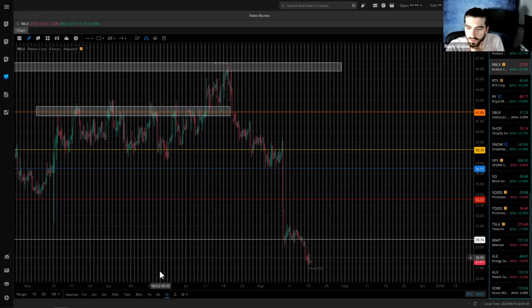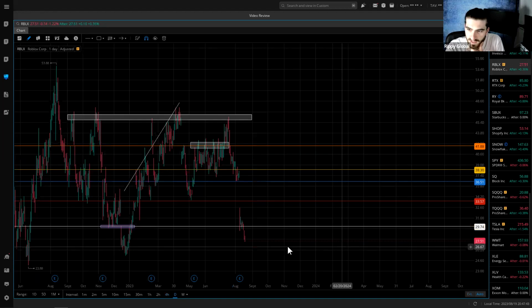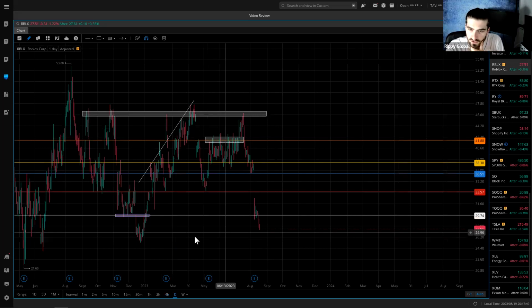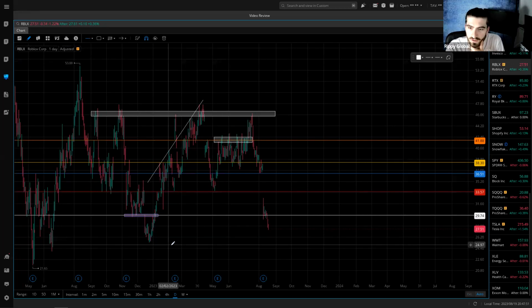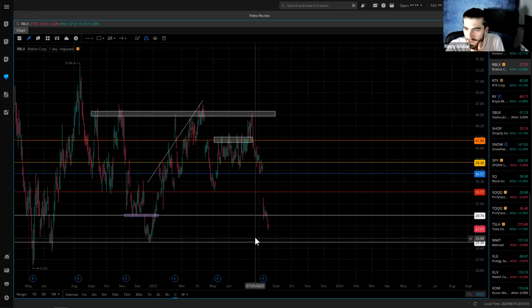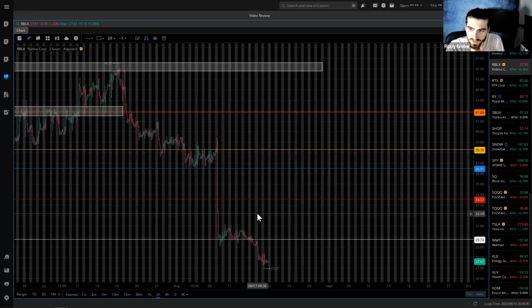So now going over to Roblox. I'm going to go to the daily just to show you guys this. Same as PayPal, same as Disney, we're in no man's land. You're basically either hoping for calls to bounce or you're getting puts hoping for continuation. The main level I would focus on is around here, which is around $25.40 a share, going off of a retracement to the upside.